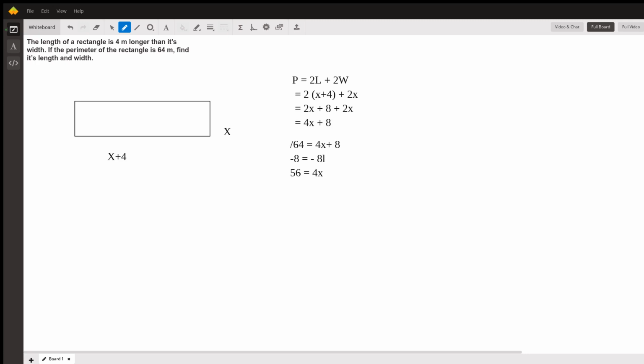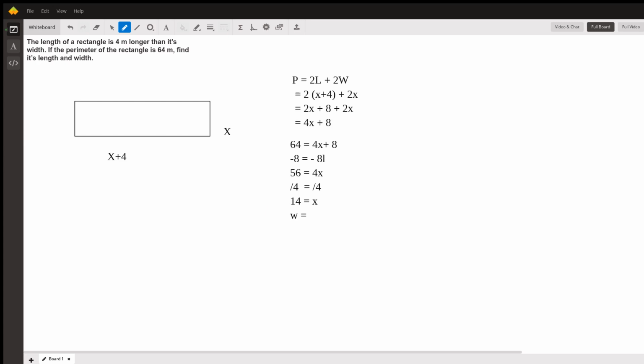And then we can divide both sides by 4. Divide this side by 4. Divide this side by 4. And we get 56 divided by 4 is 14, equals x. So x equals 14. So that means the width here is 14. The width of this rectangle is 14.